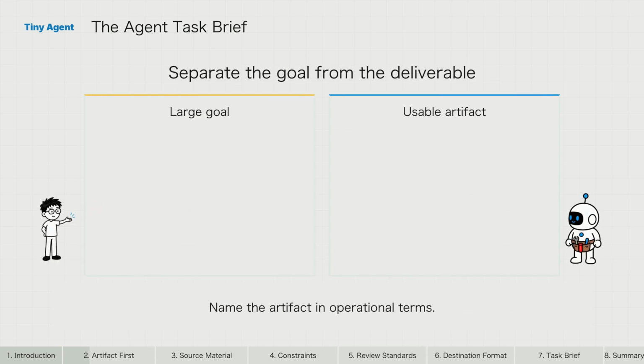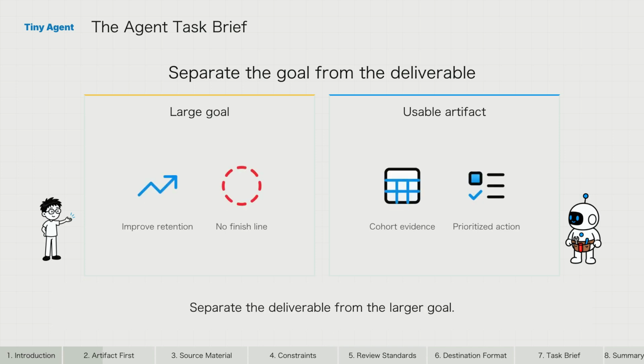Name the artifact in operational terms. State who will use it, what decision or action it supports, and what state counts as a first usable version. A first version is not final, but it must be complete enough to reveal missing facts and weak reasoning. Separate the deliverable from the larger goal. "Improve customer retention" is a goal. A cohort analysis with 3 prioritized hypotheses, supporting evidence, and owners is an artifact that can move that goal forward.